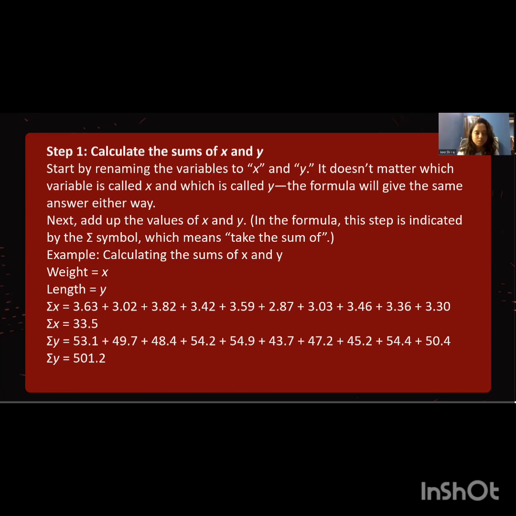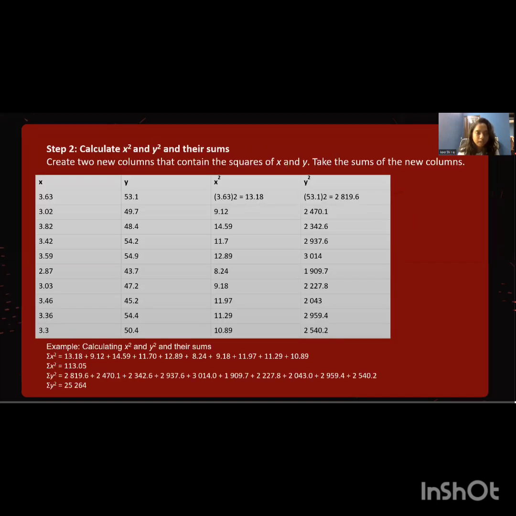Calculating the sum of x and y. So let weight equal x and length equal y. Now you have to sum the weight, that is summation x. You will get the value 33.5. And when you add the length, so summation y, you will get the answer as 501.2. Calculate x square and y square and their sums. Now you have to create a new column for the squares of x and y. Take the sum of the new columns, x square and y square. So now you add the x square values, that is summation x square, you get the value 113.05. Now the y square summation, that is adding all the values of y square, you get 25,264.